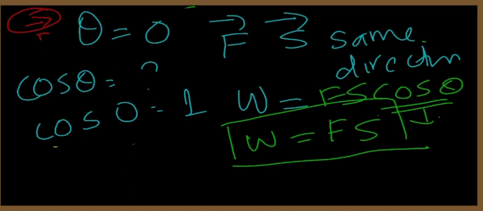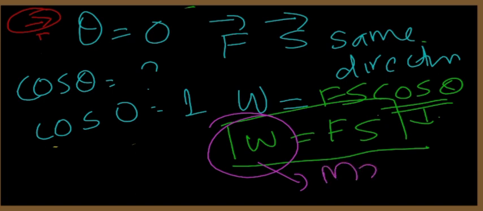That means work done in this case is maximum. It's only the case when theta, the angle between the direction of force and the displacement, is 0, then only the work done by that force is maximum. It will be very clear to you if I give you an example.